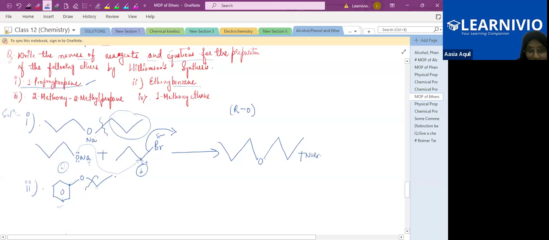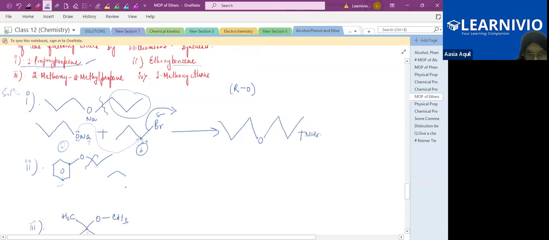When you cleave this bond, what will go to the oxygen now? Sodium. Just attach the sodium. So sodium will have the positive charge and this has a lone pair. Plus the remaining 1, 2 carbons, and you can attach any halogen group. Now you can show the reaction equation.